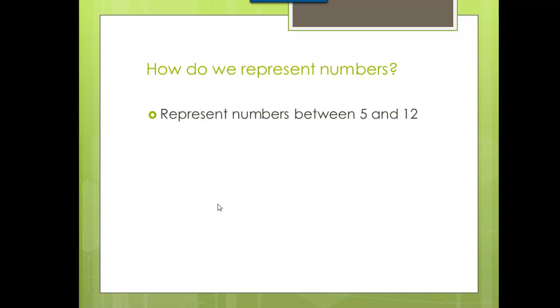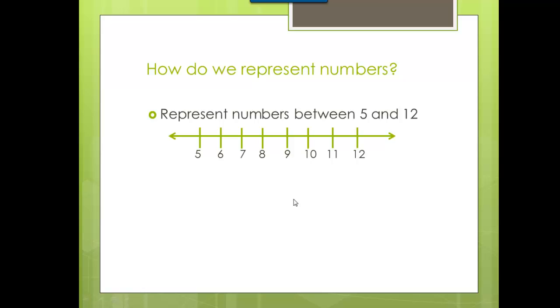So let's look at how we represent numbers. We're going to look at representing the numbers between 5 and 12. The first thing we would have to do is draw a number line. And in the interval, we would place tick marks signifying the numbers that we're asked to place. So now we will label them: 5, 6, 7, 8, 9, 10, 11, and 12.